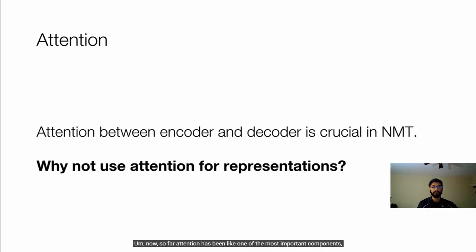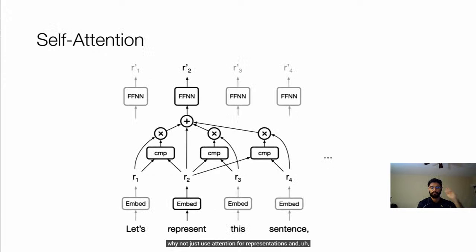Now, so far, attention has been one of the most important components, the content-based memory retrieval mechanism. And it's content-based because you have your decoder that attends to all this content, that's your encoder, and then decides what information to absorb based on how similar this content is to every position in the memory. So this has been a very critical mechanism in neural machine translation. So now the question that we asked was, why not just use attention for representations?